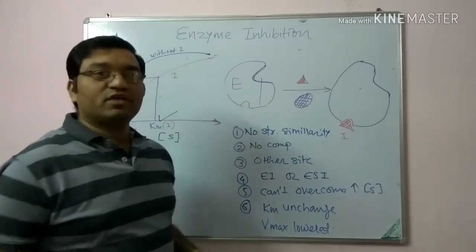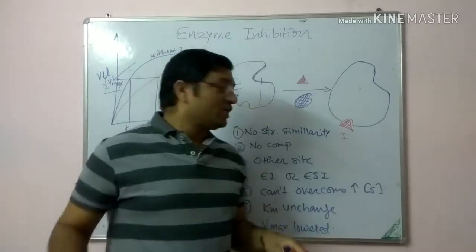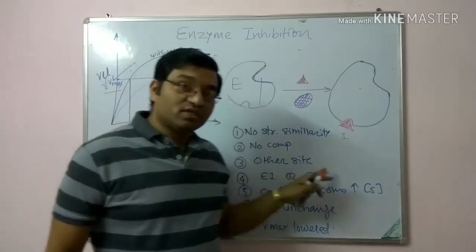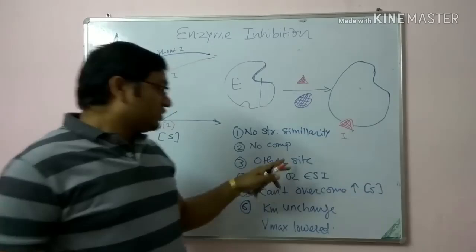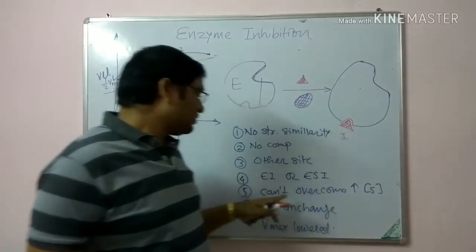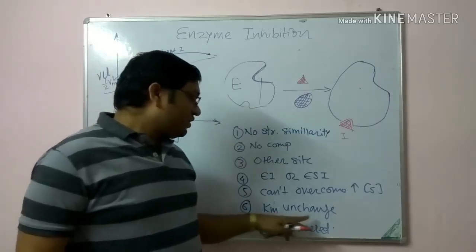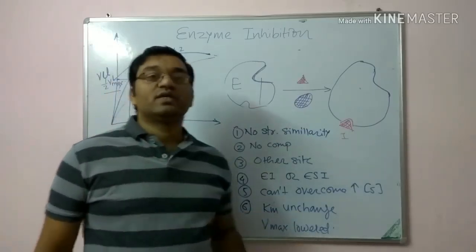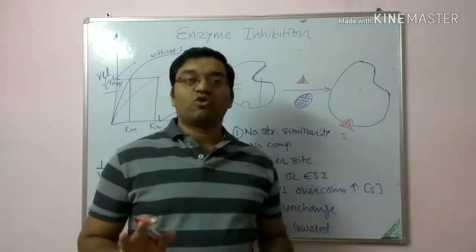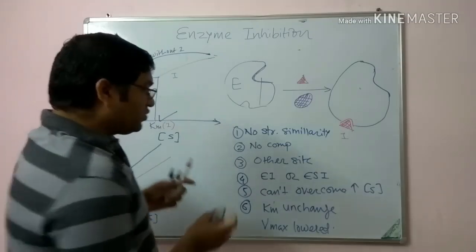So this is non-competitive inhibition. There is no structural similarity between substrate and inhibitor. There is no competition. The inhibitor binds to a site other than the active site. It results in the formation of an enzyme inhibitor complex or enzyme substrate inhibitor complex. It can't be overcome by increasing substrate concentration. Km remains unchanged and Vmax gets lowered in non-competitive inhibition. Okay. Now coming to the examples.